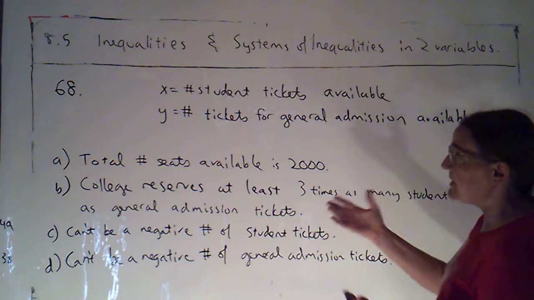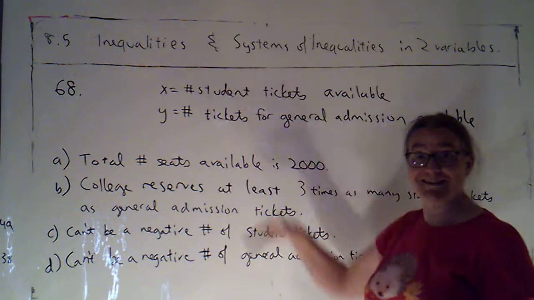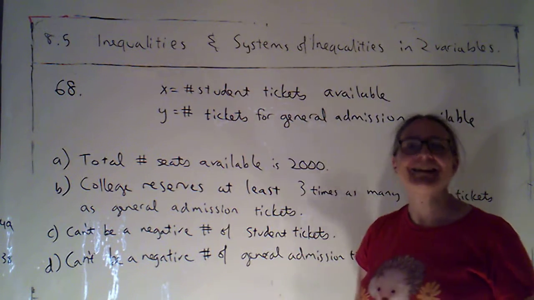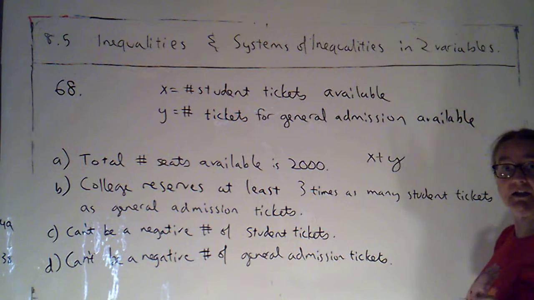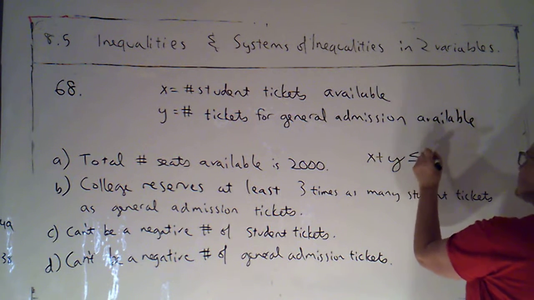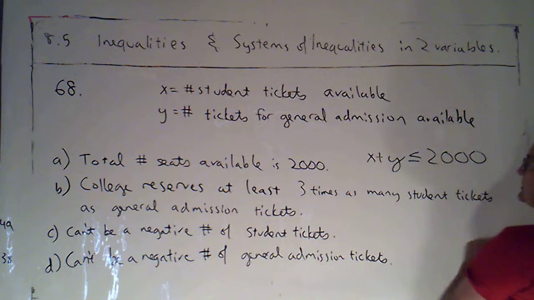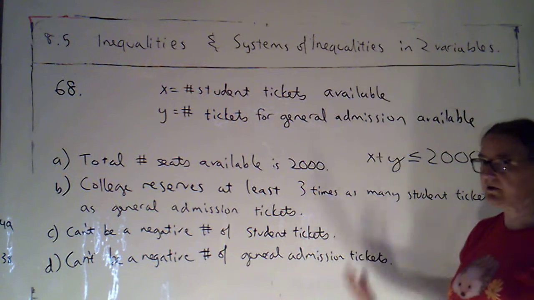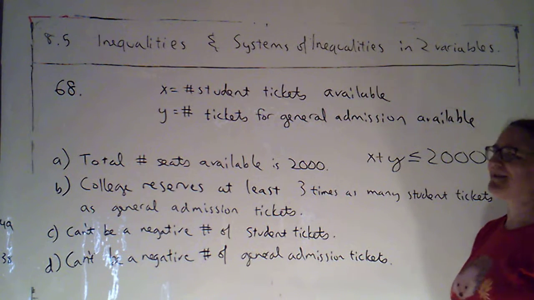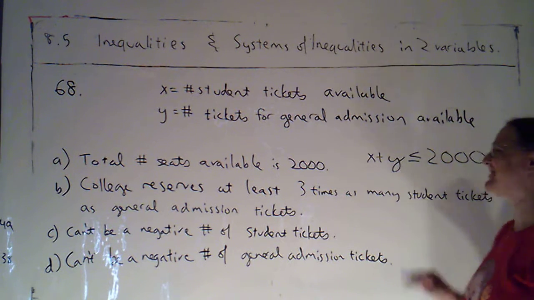All right, first of all, the total number of seats available is 2,000. Well, that means the total number of tickets that I sell can't be more than the number of seats. So the total number of tickets that I sell would be x plus y. That would have to be less than or equal to 2,000. It's okay if I sell fewer tickets than I have seats. It's okay if I fill every seat. It's not okay if I sell more tickets than I have seats.